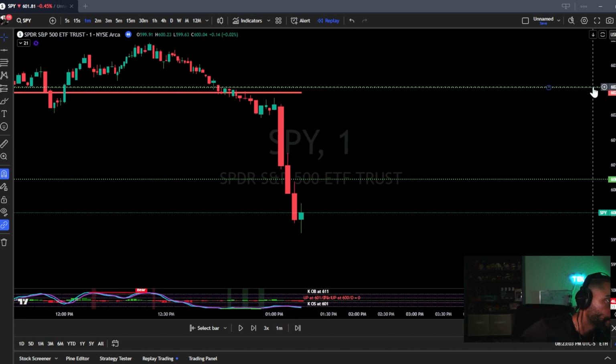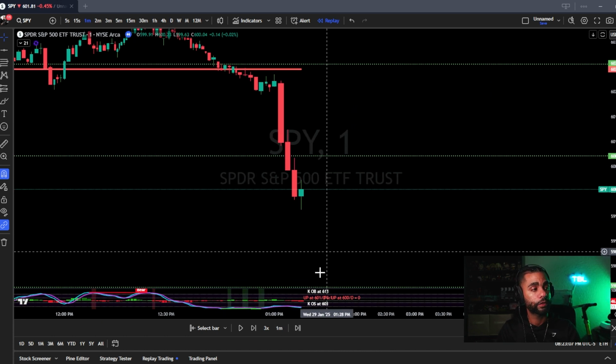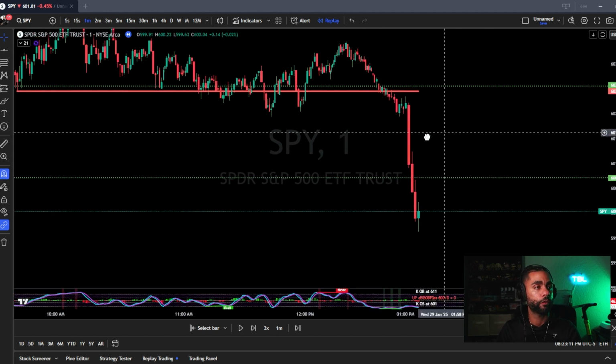the flush. SPY went from 602 to $6. That's a $2 move to the downside. And if you look at this chart and I let it play out, it probably kept going down more for the rest of the day.